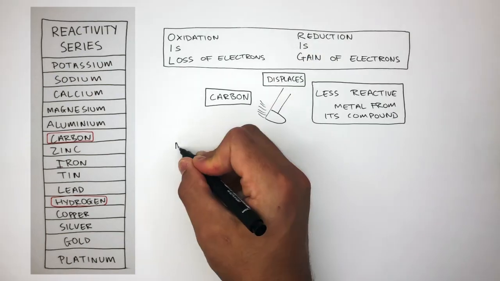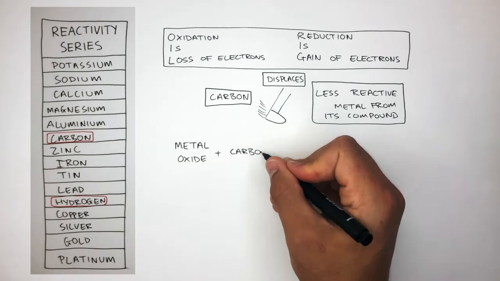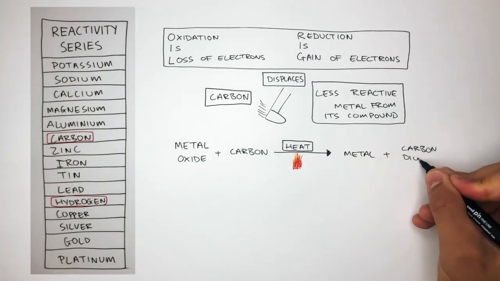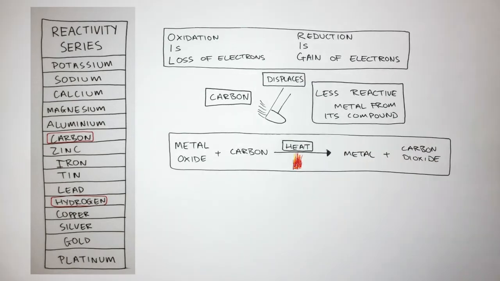What happens is a metal oxide reacts with carbon using heat. Thermal energy is needed when a metal oxide is reduced by carbon. The products are a metal and carbon dioxide, as the carbon displaces the metal, forming carbon dioxide and a metal.